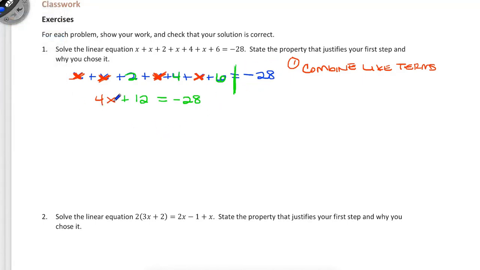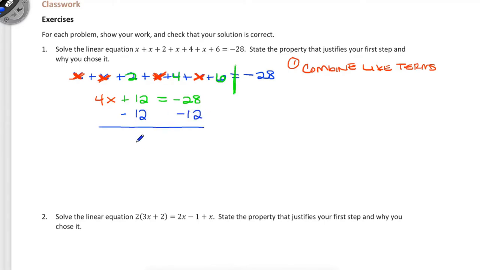Now, we're going to solve for x. So this equation as it is at this point says 4 times what plus 12 will give me a negative 28. So the first thing we want to do is get rid of this 12 because I want the x by itself. So I have to get this 4x by itself. And in order to do that, I need to move this 12. You always take the opposite. So what's the opposite of adding 12? Subtracting 12. And what you do to one side, you do to the other.